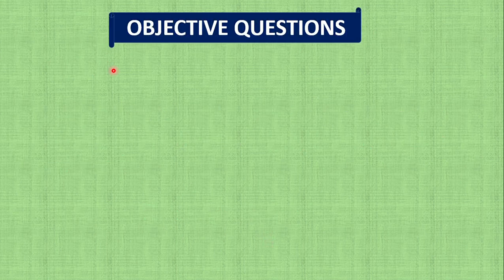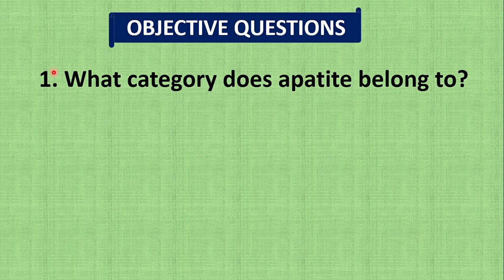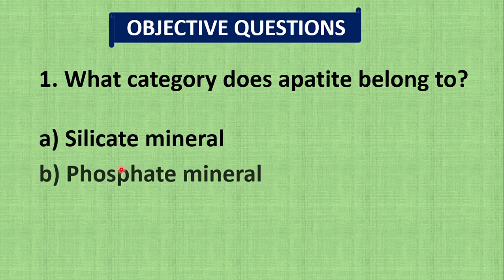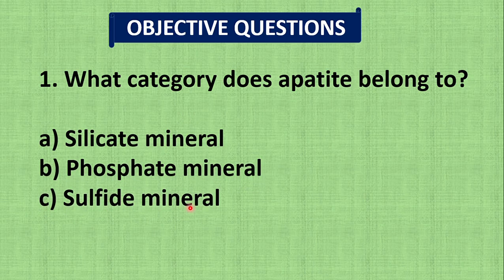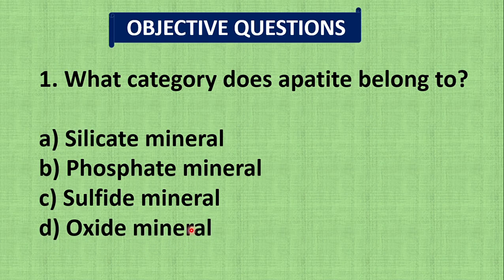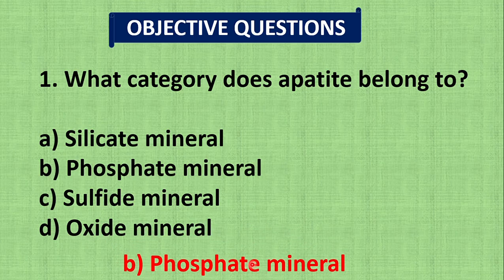Now, a very interesting part of the lecture is the objective questions related to the mineral apatite. What category does apatite belong to? Silicate mineral, phosphate mineral, sulfide mineral, and oxide mineral. So which one is the correct answer? Correct answer is the phosphate mineral.